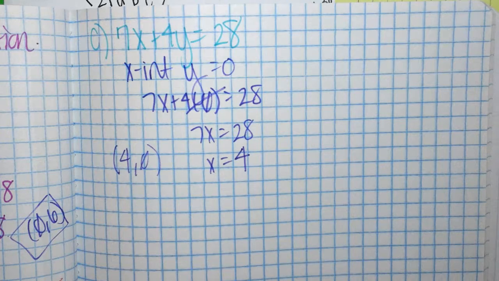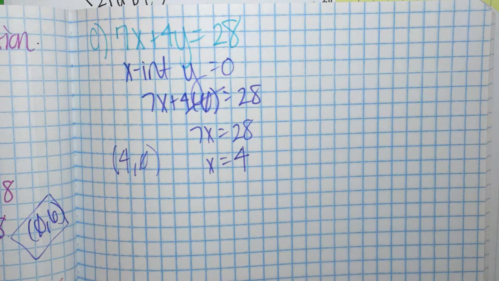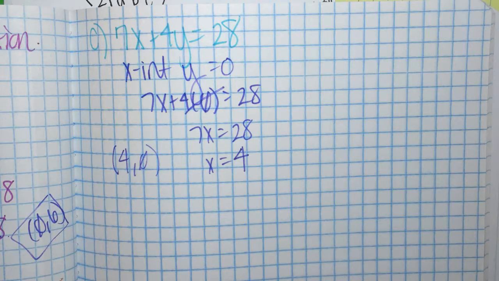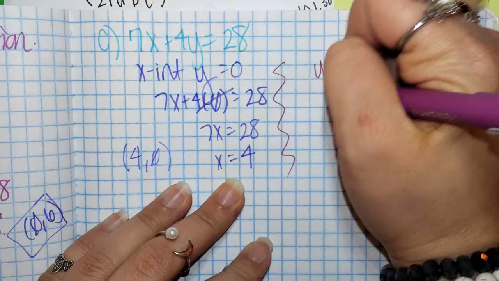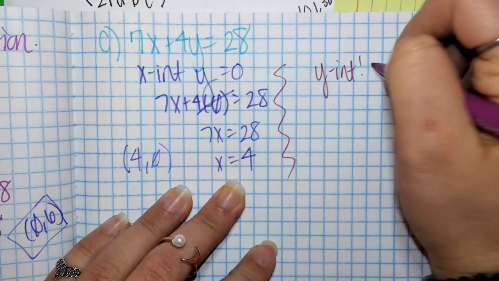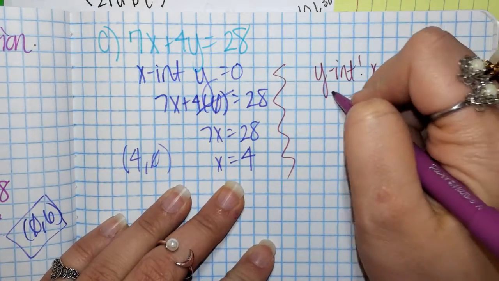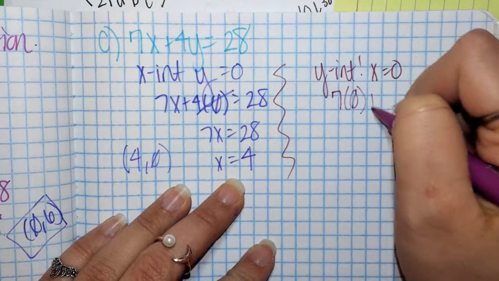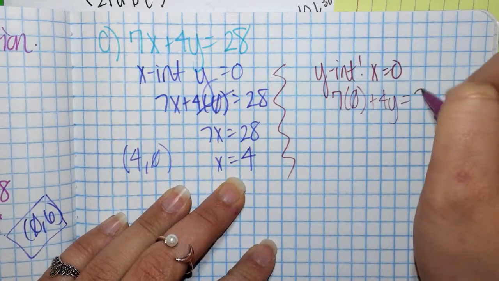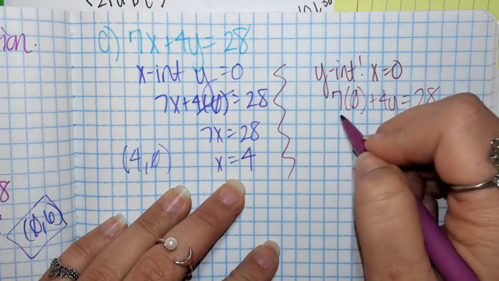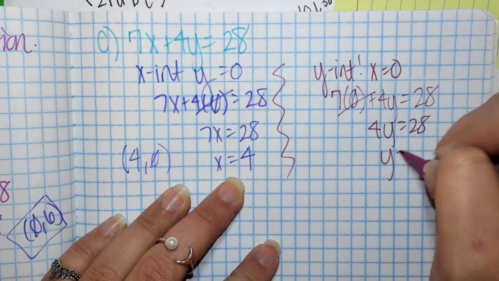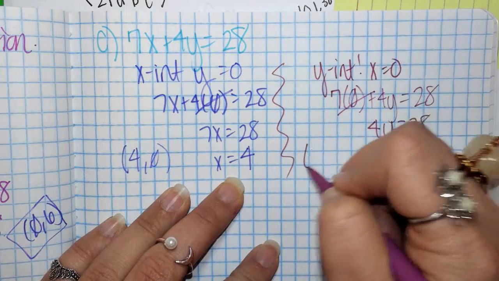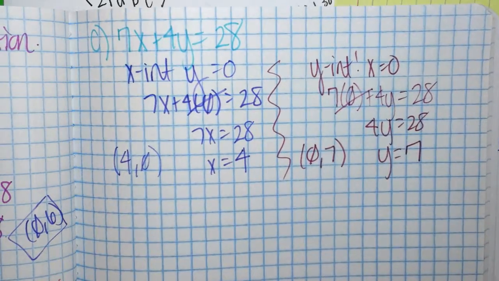Do you need to go get water? Alright, so then for your y-intercept, you guys let x equal 0. And so you have 7 times 0 plus 4y equals 28. So then that cancels. And y equals 7. Look at us go.